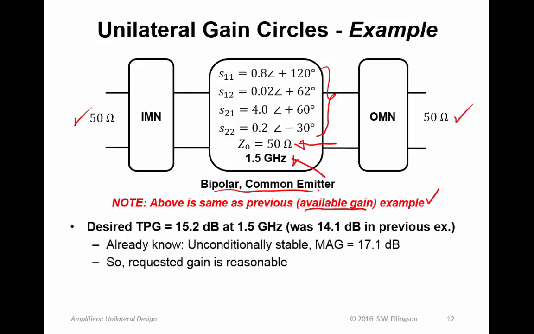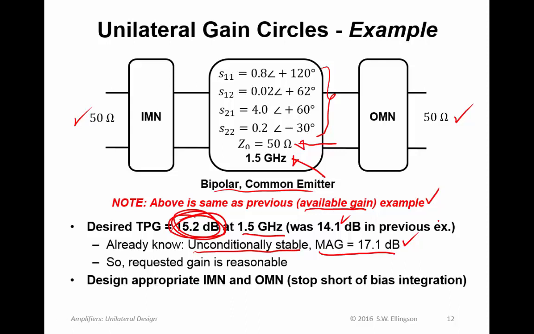The desired TPG is 15.2 dB at 1.5 gigahertz. In the available gain problem, it was actually 14.1 dB. So the goal will be a little bit different here. Now, in that previous example, we already computed stability. We found it was unconditionally stable at this frequency with a maximum available gain of 17.1. So we know that we are going to be able to achieve this gain because it's less than the maximum available gain. In this problem, we're going to design the appropriate IMN and OMN. We're going to stop short of bias integration, exactly as we did in the available gain example.